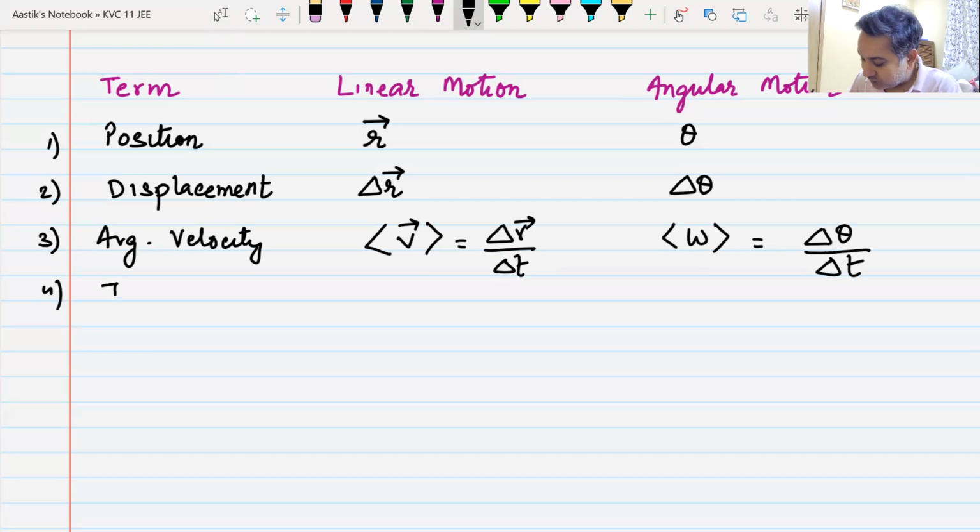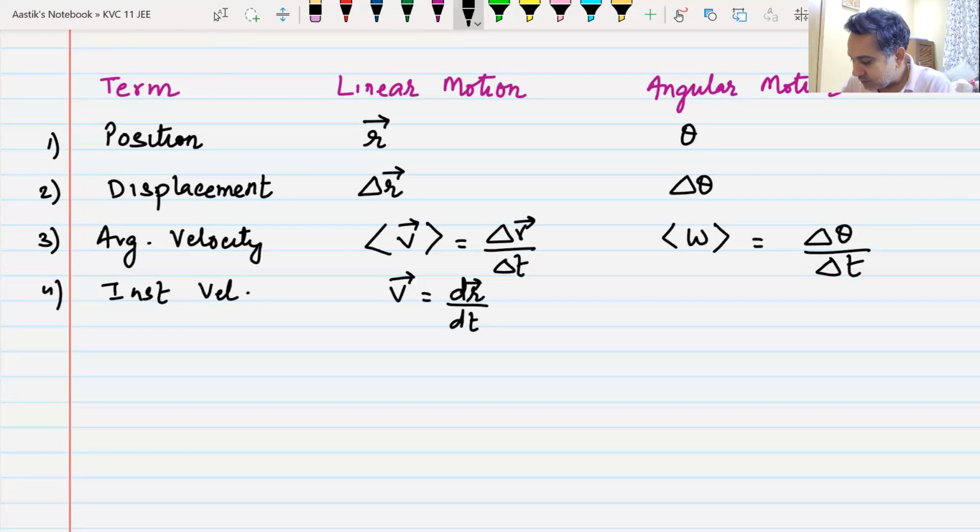Then the fourth one was instantaneous velocity or instantaneous angular velocity. We wrote it as v vector here. It was dr vector by dt. Here also it is a vector. It is d theta vector by dt.